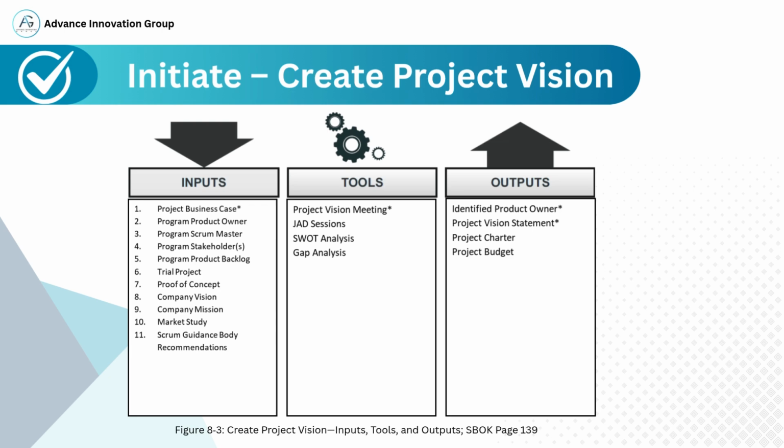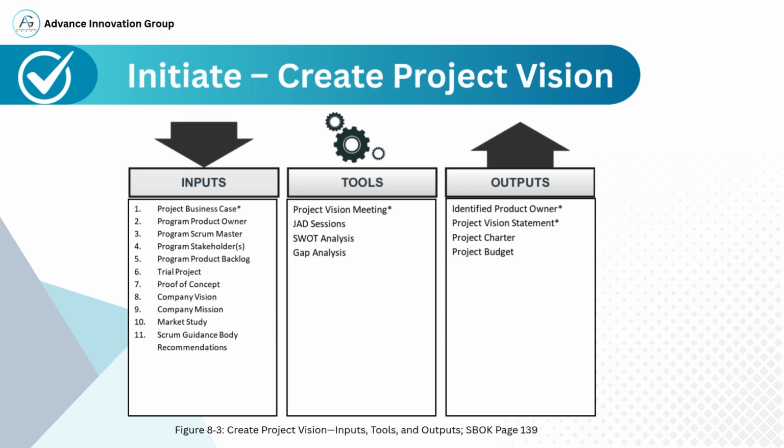Next, let's discuss the tools used. Key tools include the Project Vision Meeting, where all major stakeholders gather to align on goals. Then we have JAD, Joint Application Development, sessions that support collaborative idea generation. SWOT analysis helps identify strengths, weaknesses, opportunities, and threats, while gap analysis helps find what's missing to reach the desired vision. Now, let's talk about the outputs.